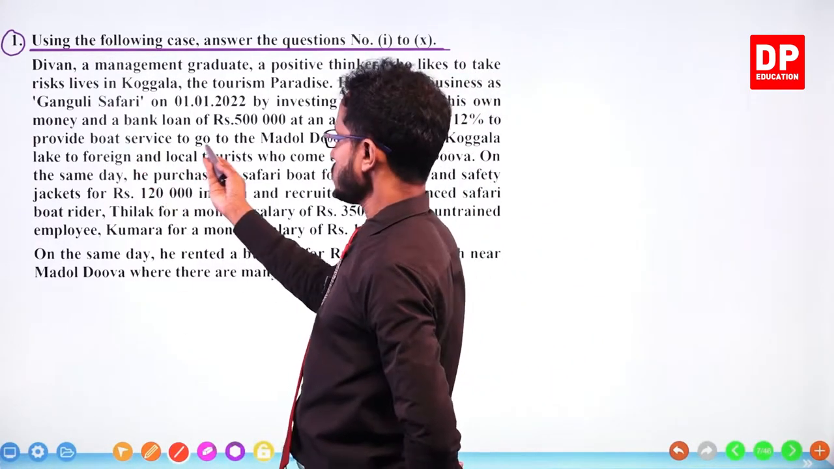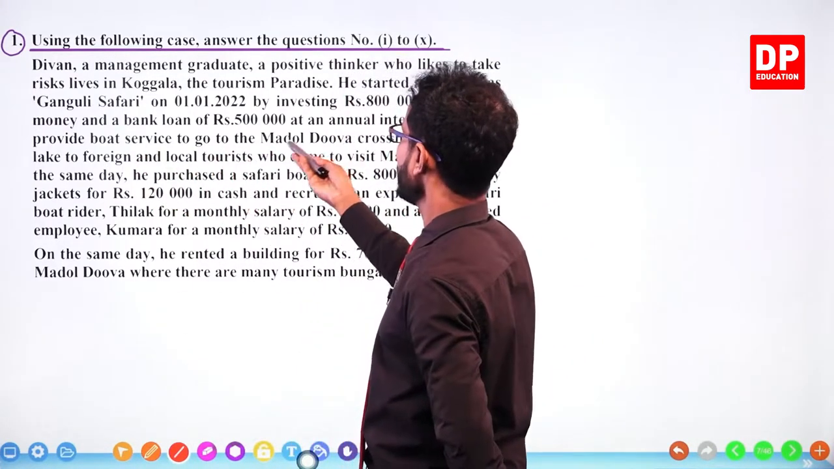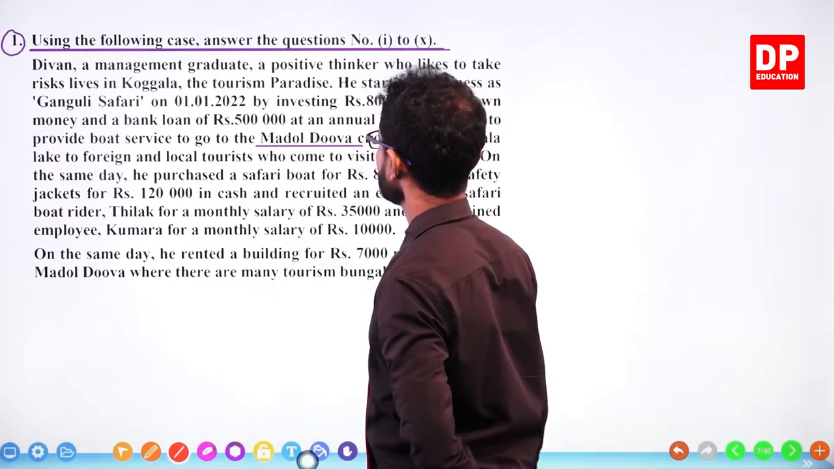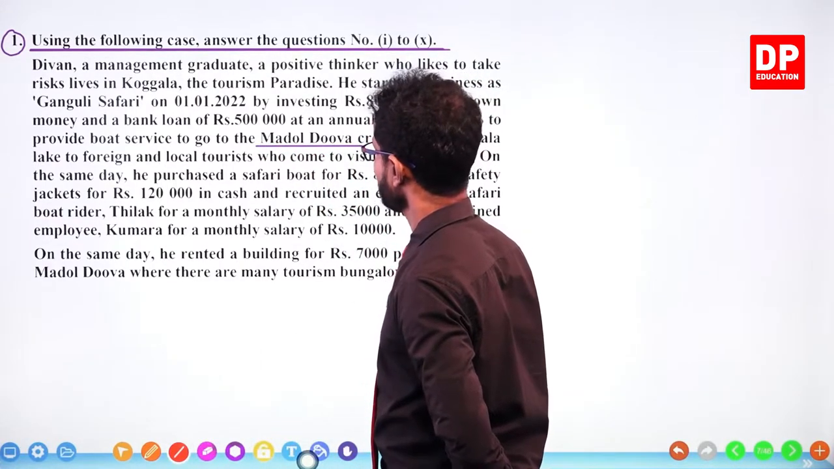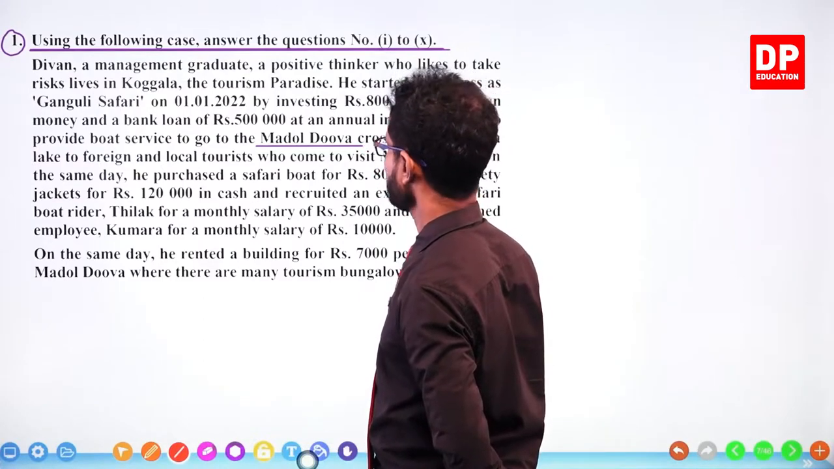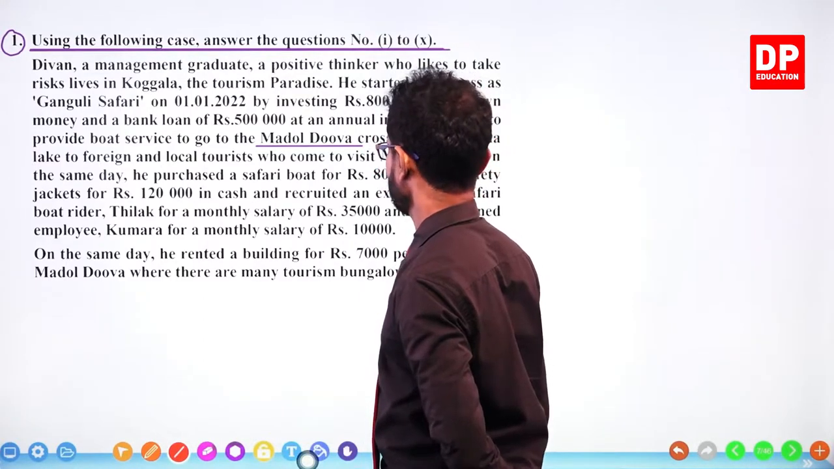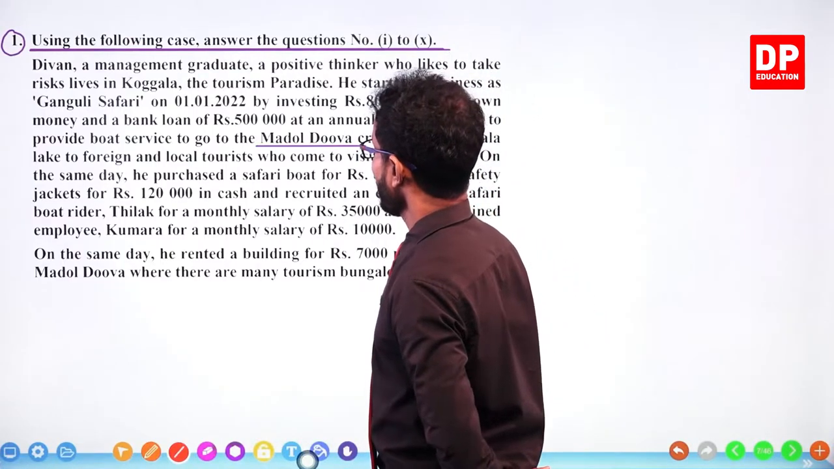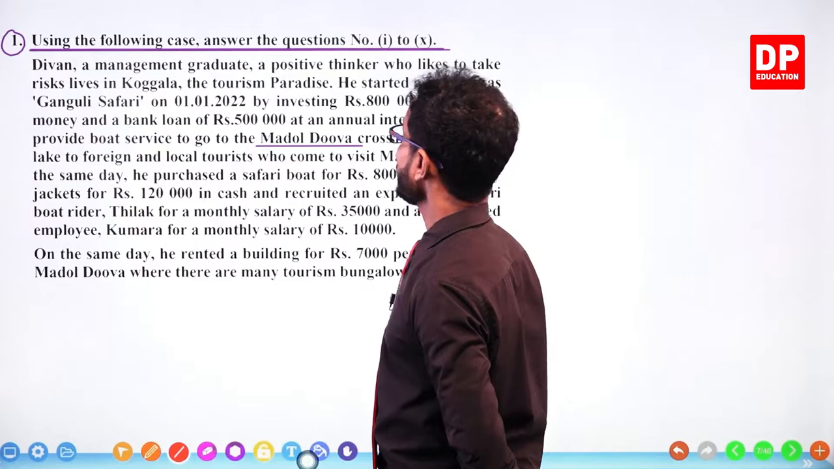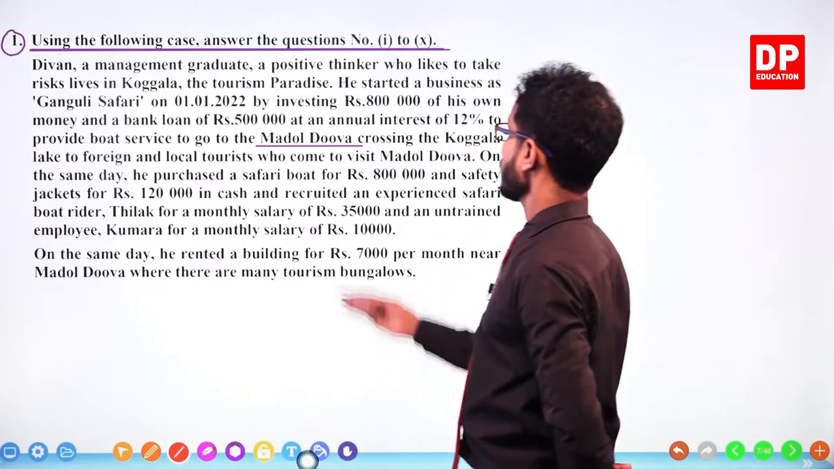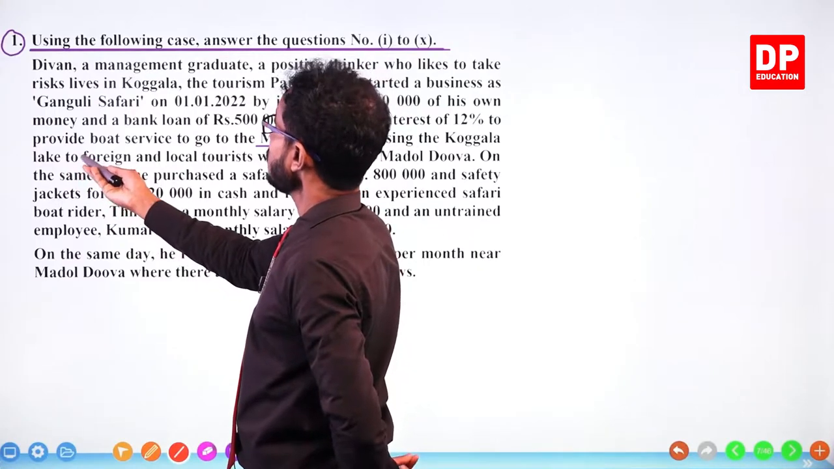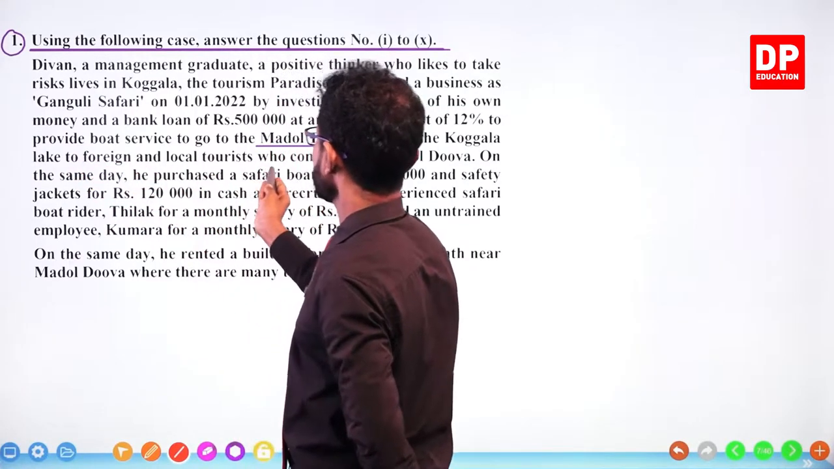Providing boat services to go to Madolduwa. Very nice. How nice. Beautiful. Going to Madolduwa. Boat services to go to Madolduwa, crossing the Koggala Lake, providing to whom? Foreign and local tourists. Okay.